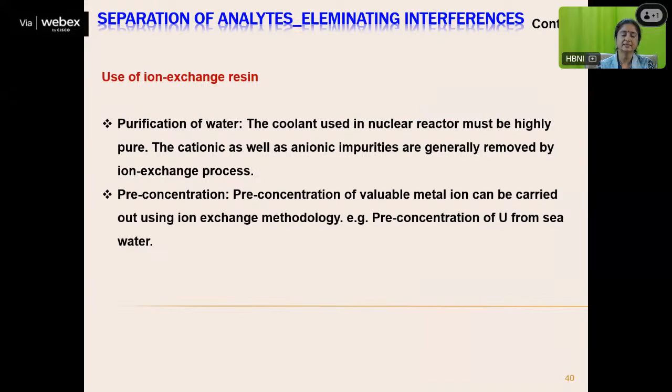Another use of ion exchange resin is purification of water. The coolant used in a nuclear reactor must be highly pure. The cationic as well as anionic impurities are generally removed by ion exchange processes.